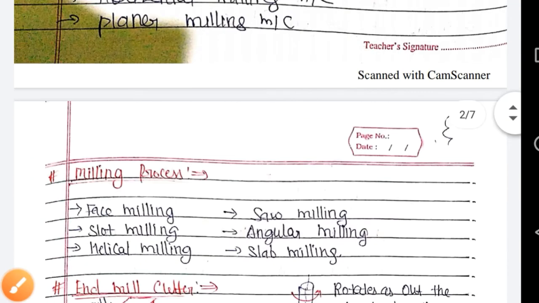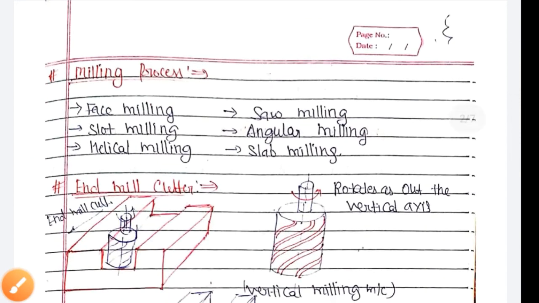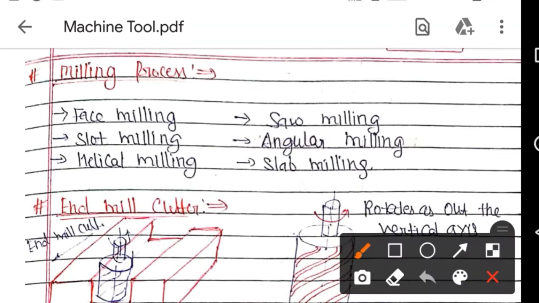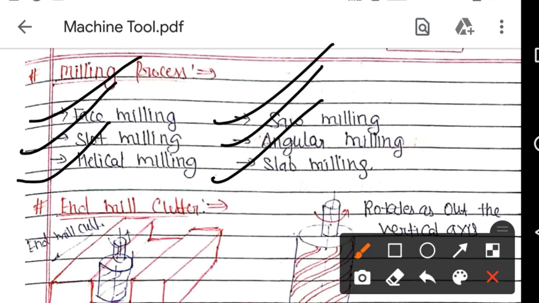Now for the milling processes, what milling is used for: facing, slot making which is also slot milling, helical milling, saw milling, angular milling, and then slab milling. These milling processes we'll look at one by one in the coming video lecture series, and a few of them I'll discuss in this video lecture series.